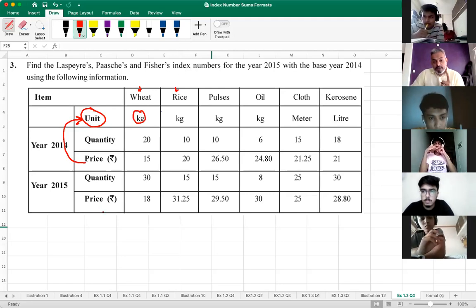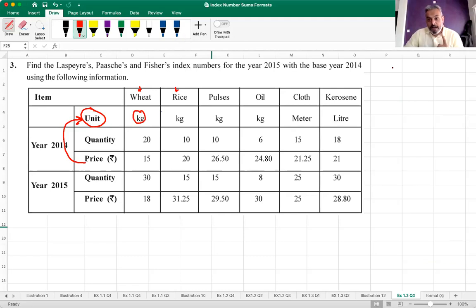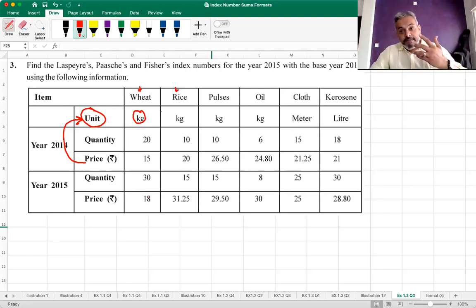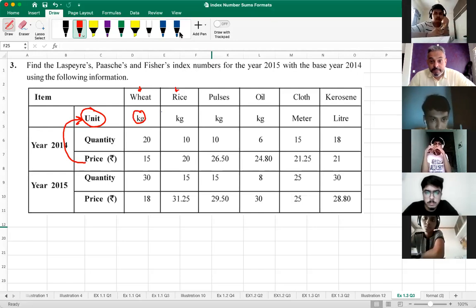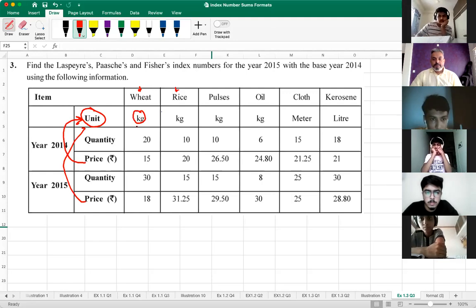Now the price of wheat in 2015 has become 18. But 18 rupees will buy how much wheat, 30 kg or 1 kg? 1 kg. All of you understood this? The price is of this unit. The quantity I am consuming is 30 kg, but the price of 18 rupees is for 1 kg. Is this clear?